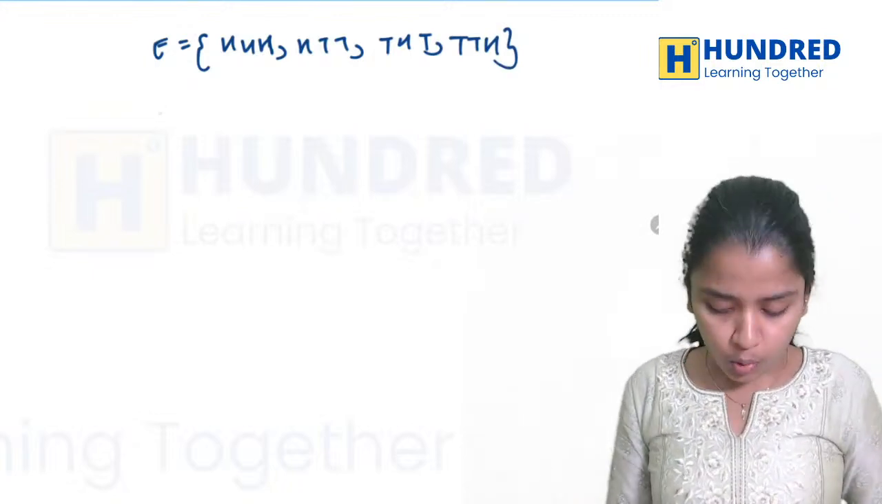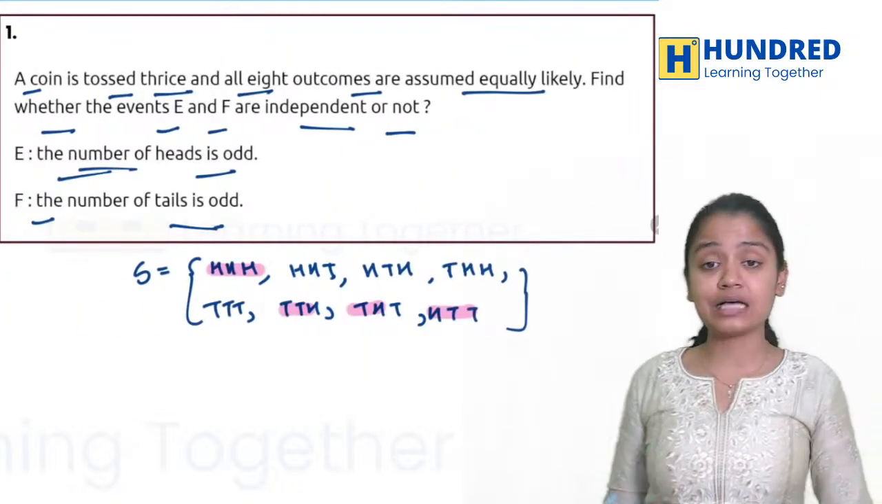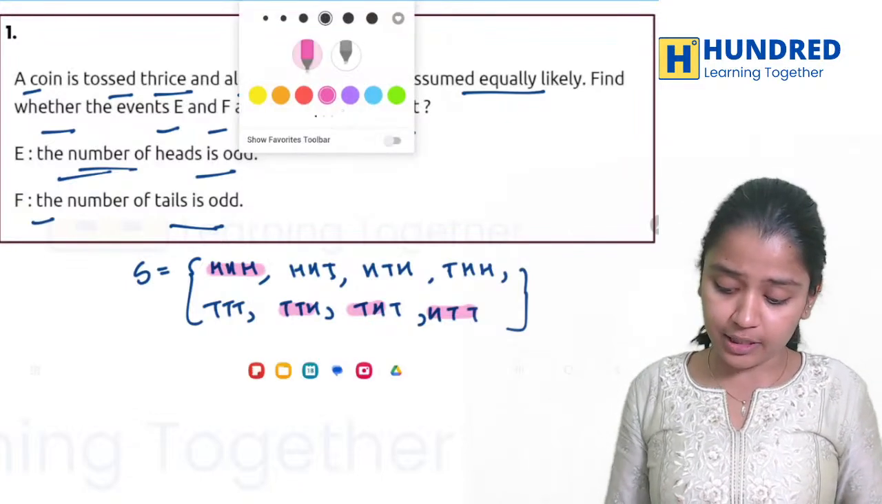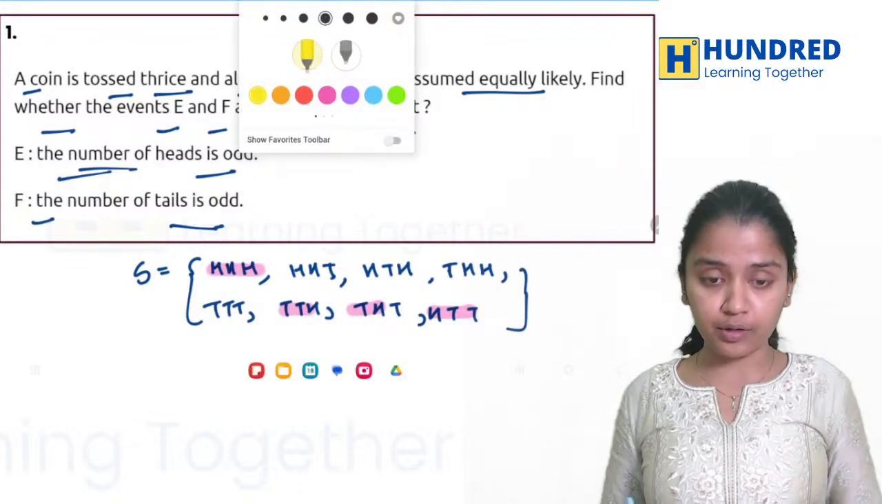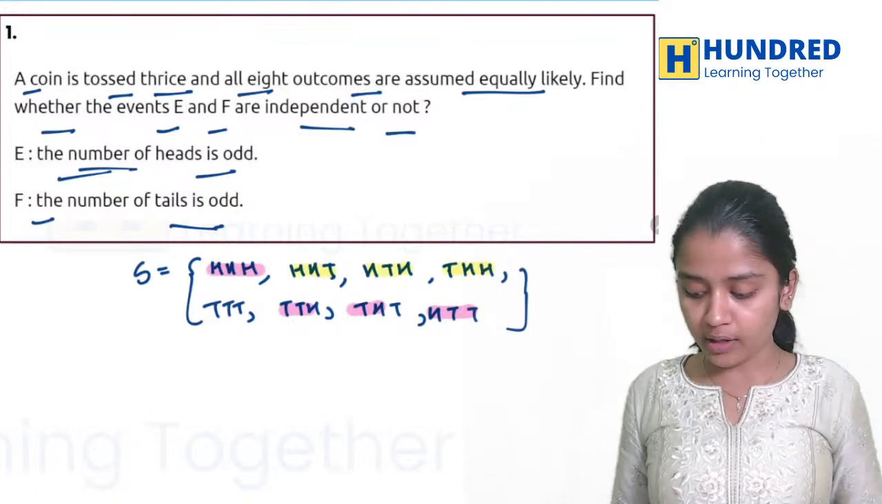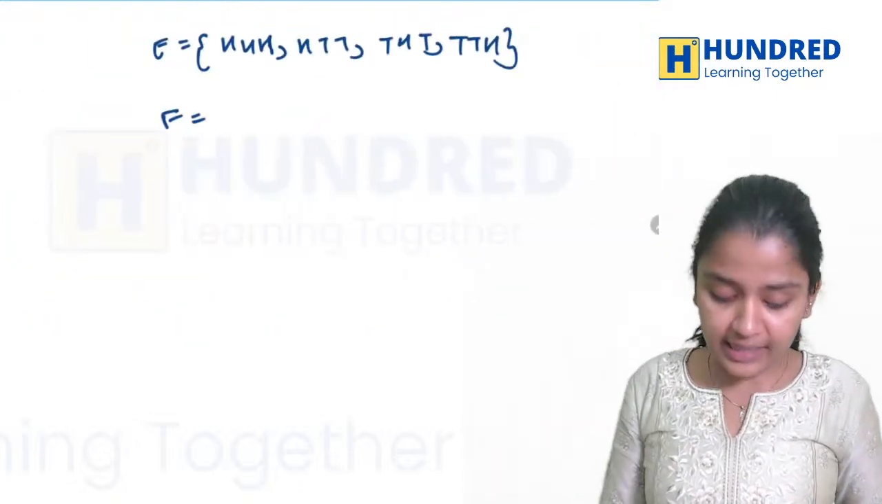Okay, now what is my F? F is where your number of tails is odd. Okay, so the number of tails is odd. I'm taking a different color so that you'll be able to understand. So here I have one tail which is odd, 1 tail odd, 1 tail odd, 3 tails odd. So these will come under the F event.